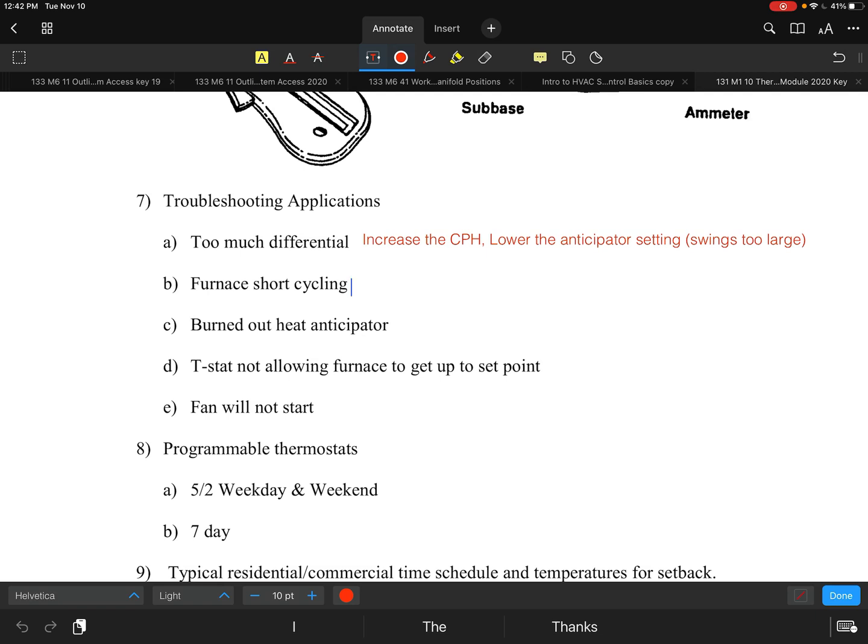When the furnace is oversized, you're starting and stopping so many times. The only way to prevent that furnace from getting wrecked or damaged, and the controls starting to give you failures, is to somehow get that cycle rate into a more reasonable range. For furnace short cycling, the first thing I would identify is, how can I decrease the cycles per hour? You've got to look at the thermostat.